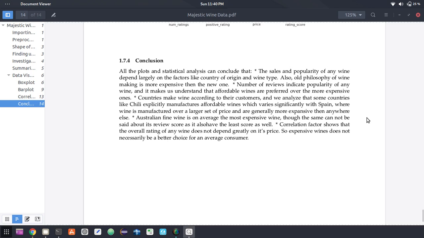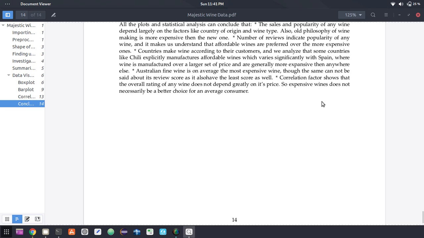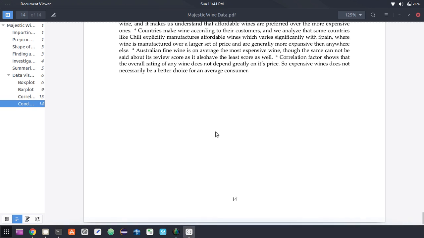Australian fine wine on average is the most expensive, but its review score is the lowest. So a higher price doesn't guarantee good reviews. That's something we see. And the correlation factor shows the overall rating does not depend greatly on price. So expensive wine is not necessarily a better choice for the average consumer.